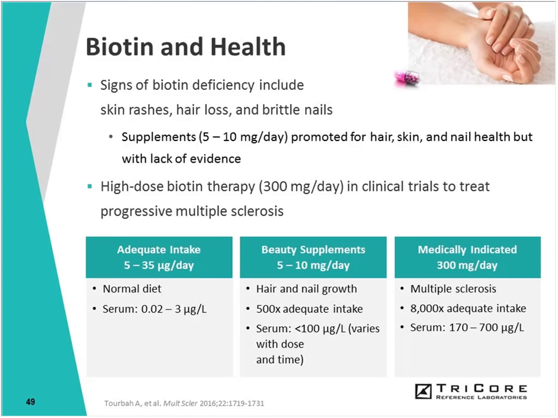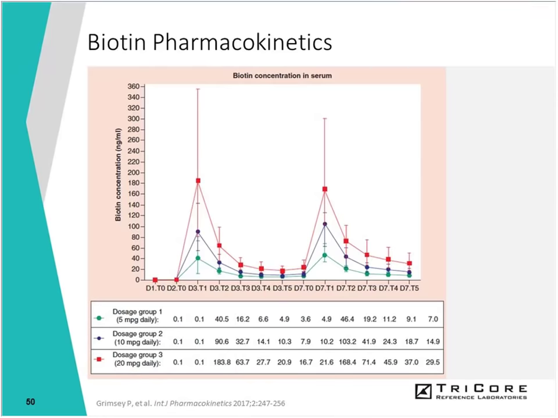So there's really three buckets here. Adequate intake, which you get from a normal diet, about 5 to 35 micrograms per day. In over-the-counter supplements being advocated for hair and nail growth, we're talking concentrations of biotin in these capsules that are thousands of times greater than the adequate intake amounts. And then extremely high concentrations, 300 mg per day, in clinical trials that are being used to investigate as a treatment for progressive multiple sclerosis.